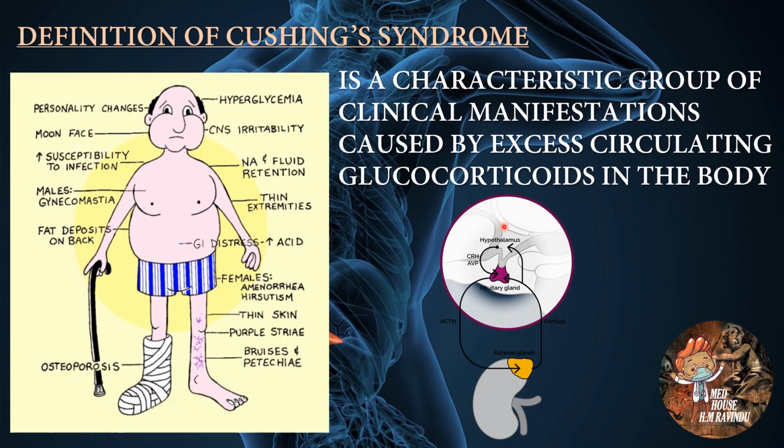Here, you can see the mechanism of secretion of glucocorticoids. The pituitary gland will release ACTH hormone. Then that ACTH hormone will act on adrenal glands, and the adrenal glands will release glucocorticoids.